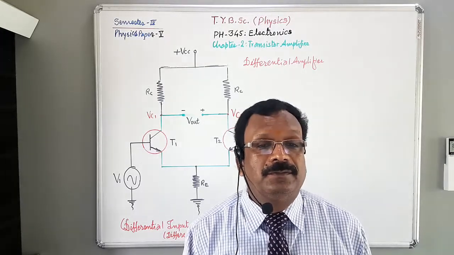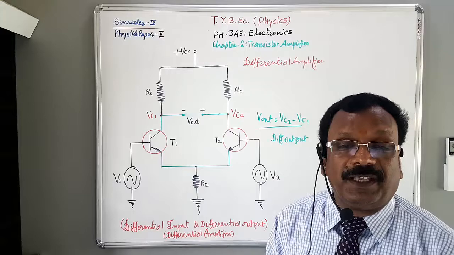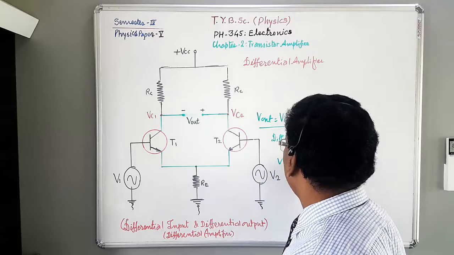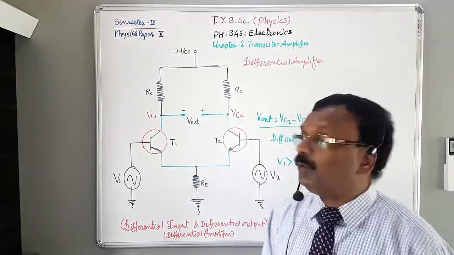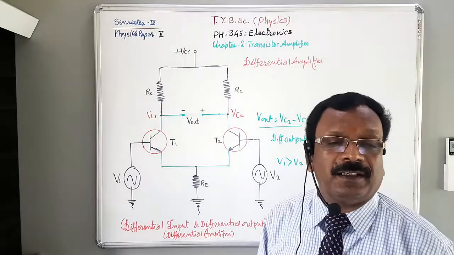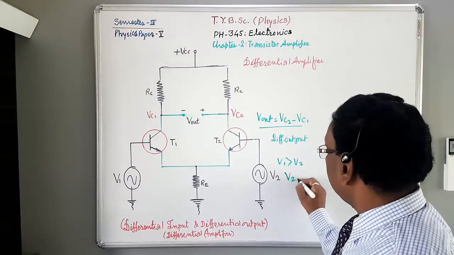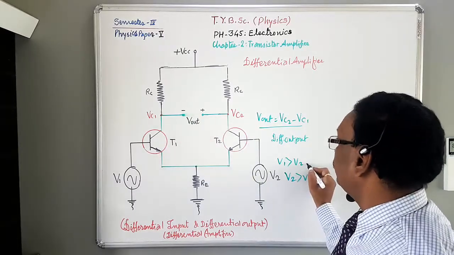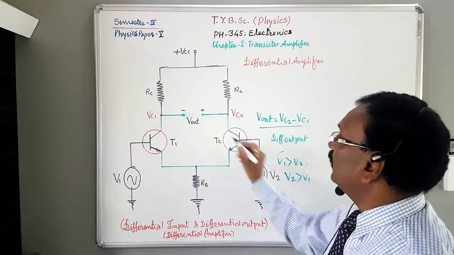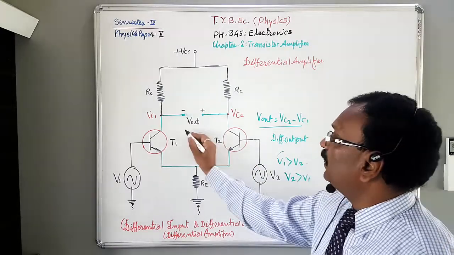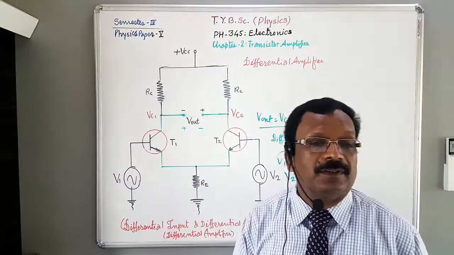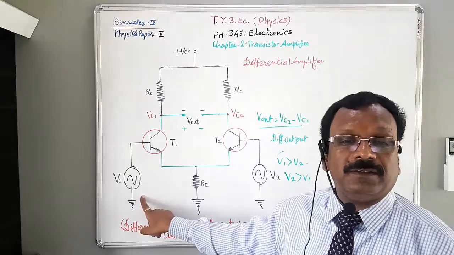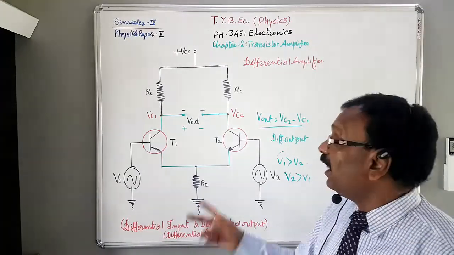But when there is a difference, that is when V1 is greater than V2, the output has the polarity looking like this. And when V2 is greater than V1, then this polarity changes. That means for this difference the polarities look like this, and for the second difference the polarity looks like this. That means if voltage V2 is greater than V1, the voltage is inverted and has opposite polarity.